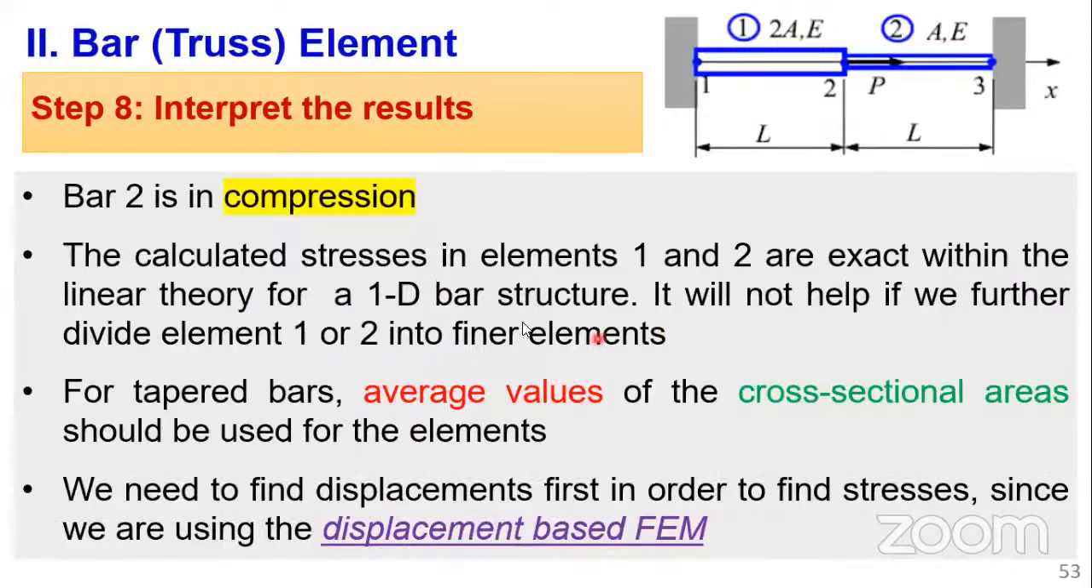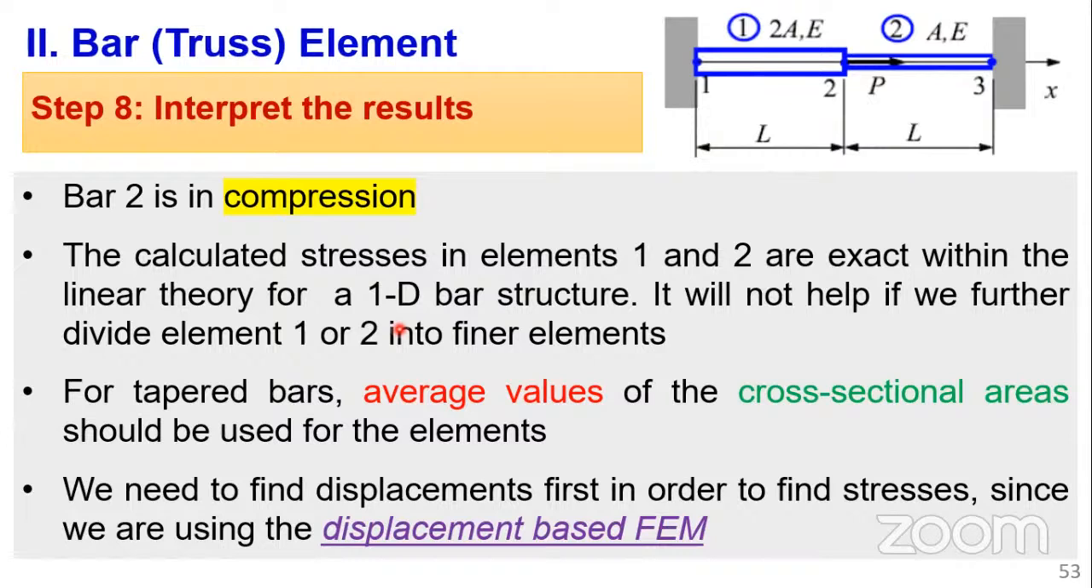And that's why one of the notes we are giving is that bar 2, of course, is in compression. And we found that the stresses in element 1 and 2 are exact within the linear theory. That is, even if we are using the analytical method in strength of materials and mechanics, you'll get the same answers that you have obtained. They are exact.